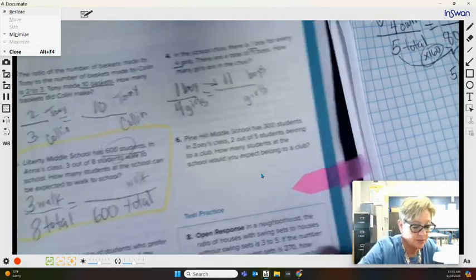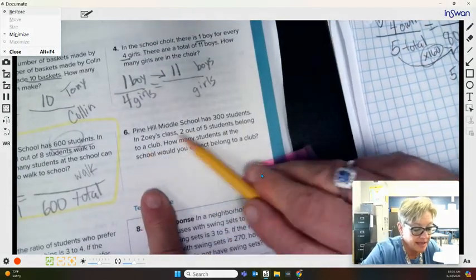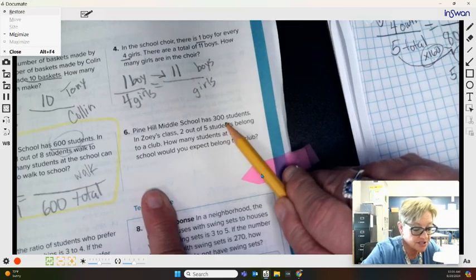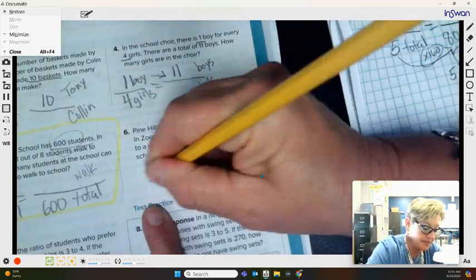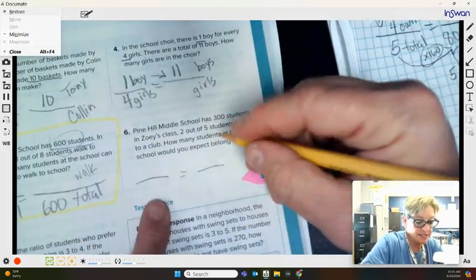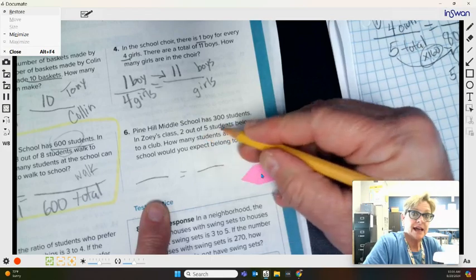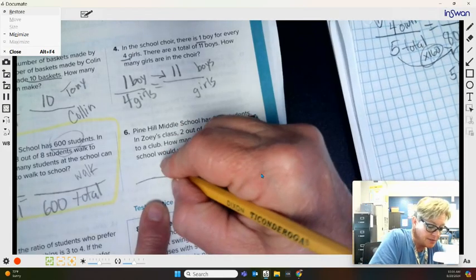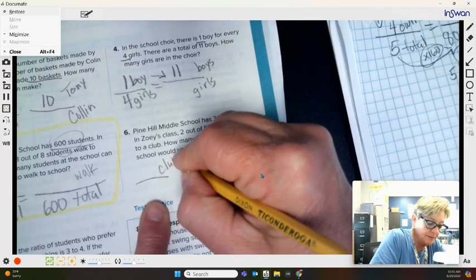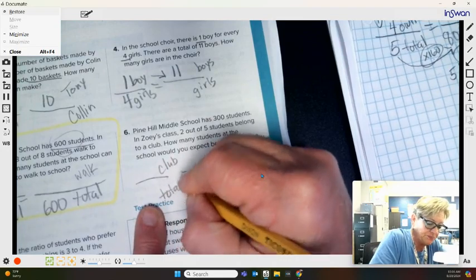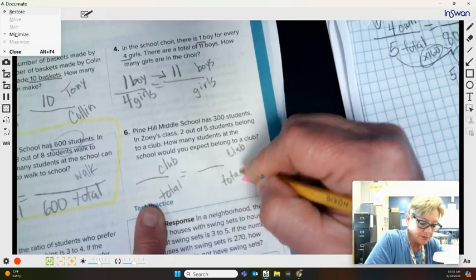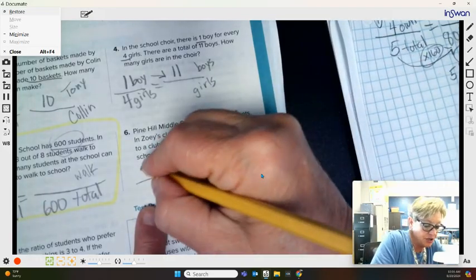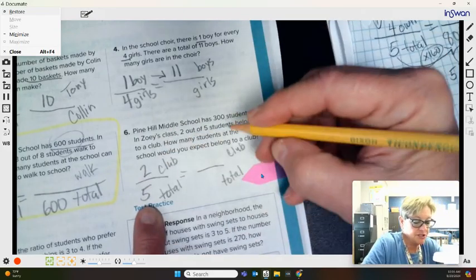All right, let's set up number 6. Let's read it. Pine Hill Middle School has 300 students. 300 students are in the school. That's what that means. In Zoe's class, 2 out of 5 students belong to a club. So we have kids in a club and we have total. So it says 2 out of every 5 belong to a club.